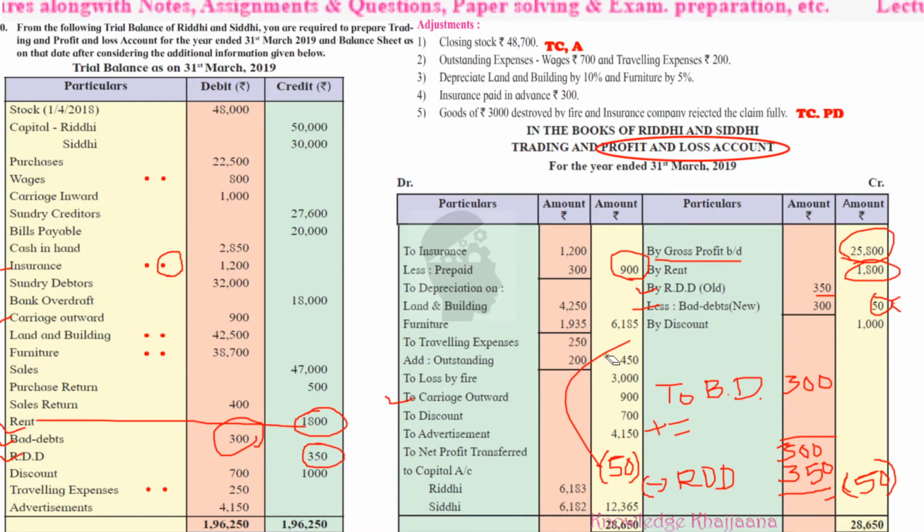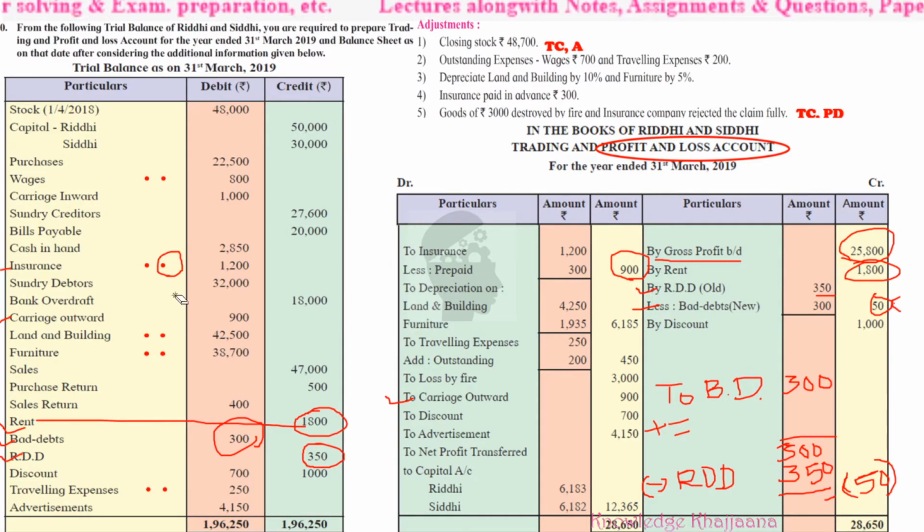Okay, now next, what is the next item? See, then traveling expenses. Okay, how much are the traveling expenses?